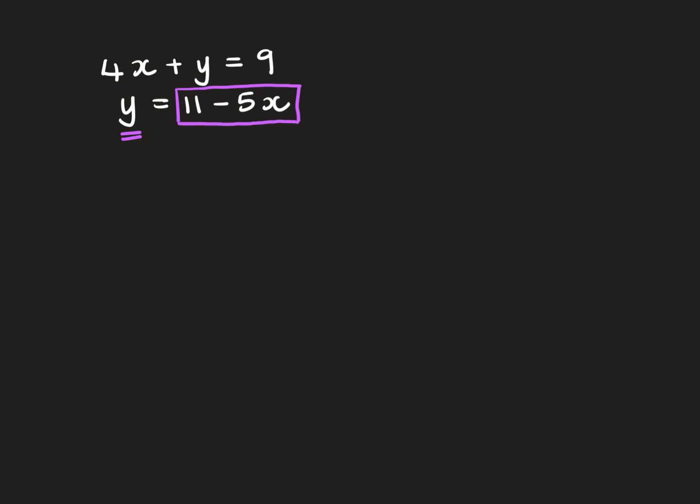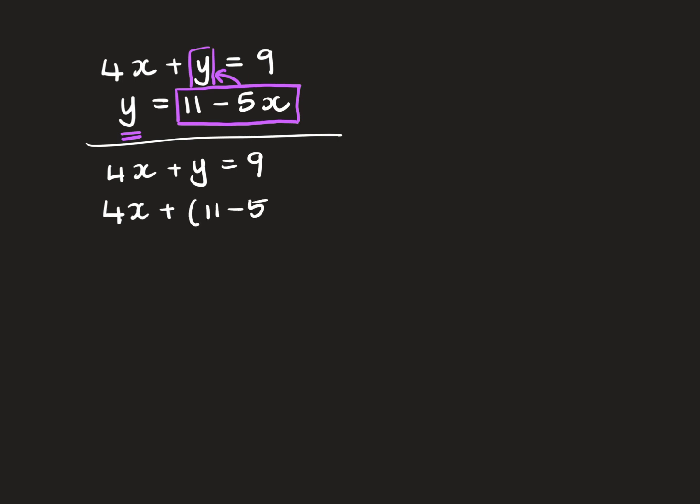Okay, how are we going to go about this? Well, we have y here, and I know that y is equal to 11 minus 5x, and here's y here. So I'm going to substitute that into there. So what I've got is 4x plus y is equal to 9, which means 4x plus 11 minus 5x.